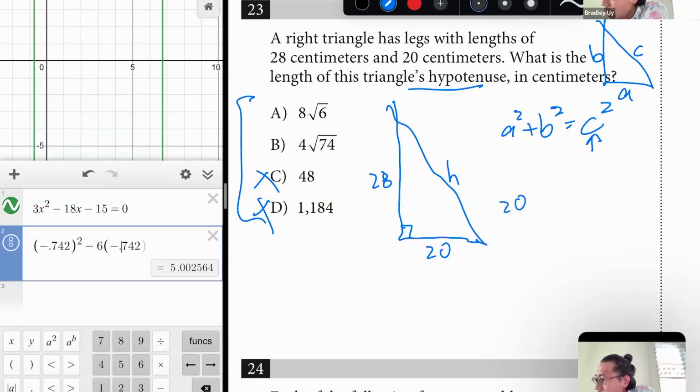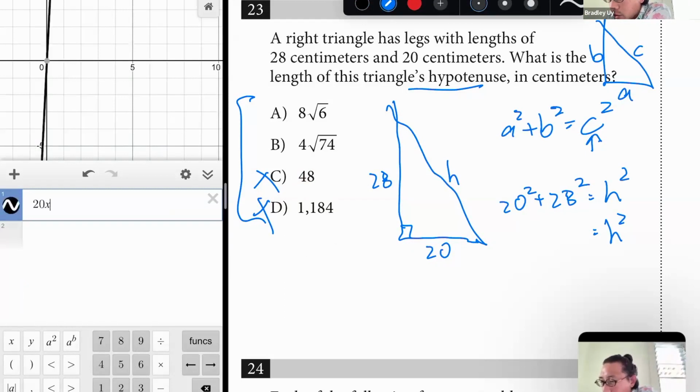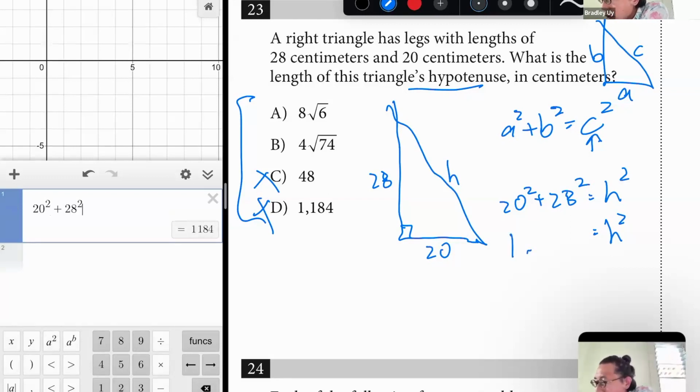So 20 squared plus 28 squared equals h squared. In this case, h is unknown. Over on the calculator on the left, you can do 20 squared plus 28 squared, which is 1,184. And this is equal to h squared. But mind you, we don't want h squared, we want h, the length of this hypotenuse.